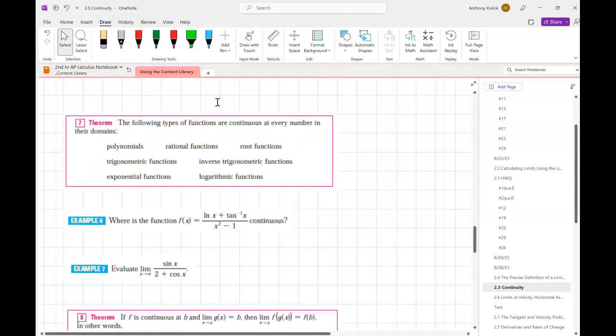Theorem 7. The following types of functions are continuous at every number in their domain: polynomials, rationals, root functions, trigonometric functions, inverse trigonometric functions, exponential functions, logarithmic functions. Pretty much everything that you've worked with to this point is continuous over its domain. You'd have to use a piecewise function.